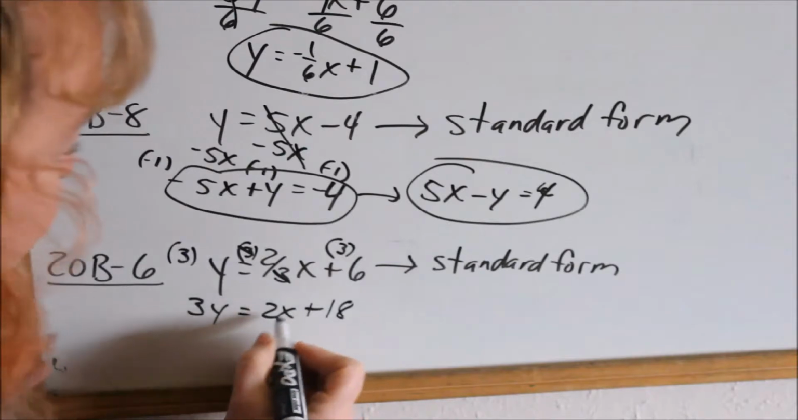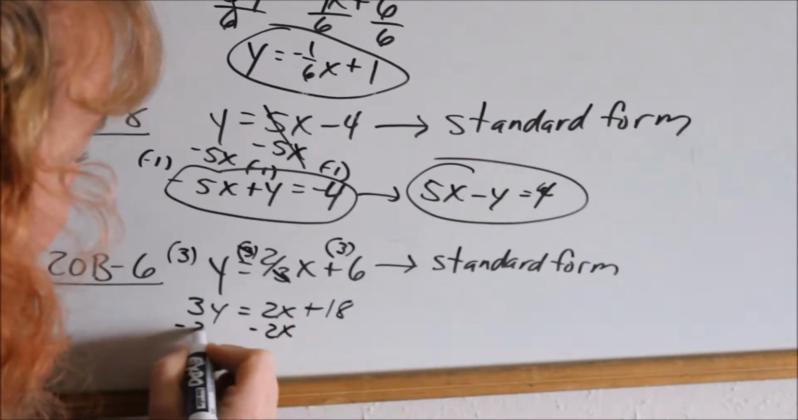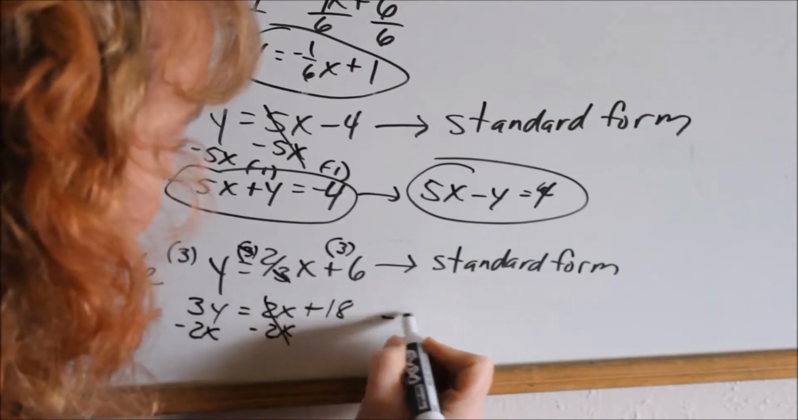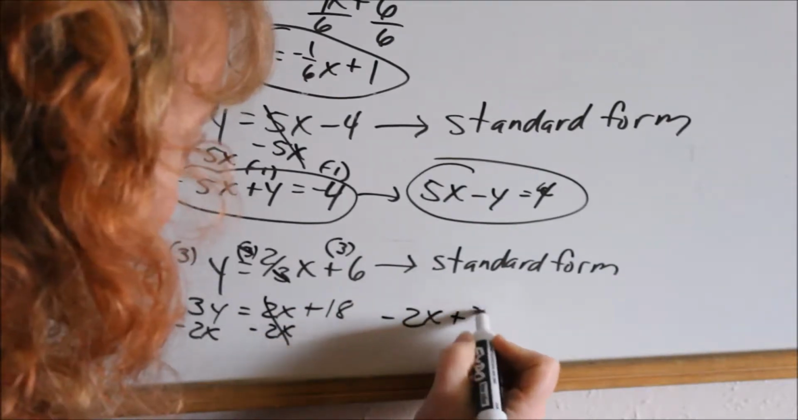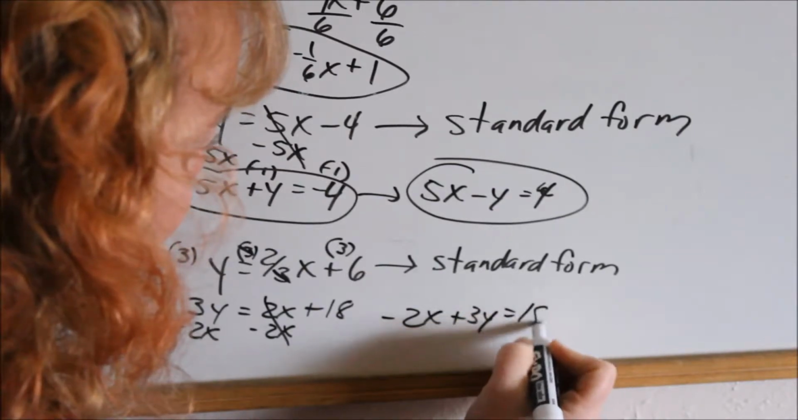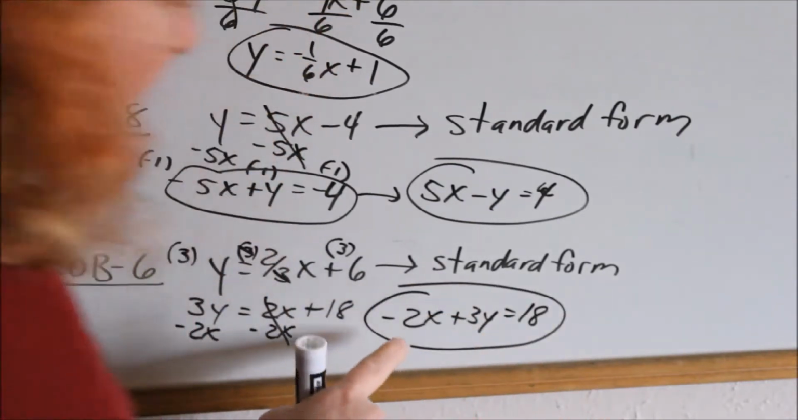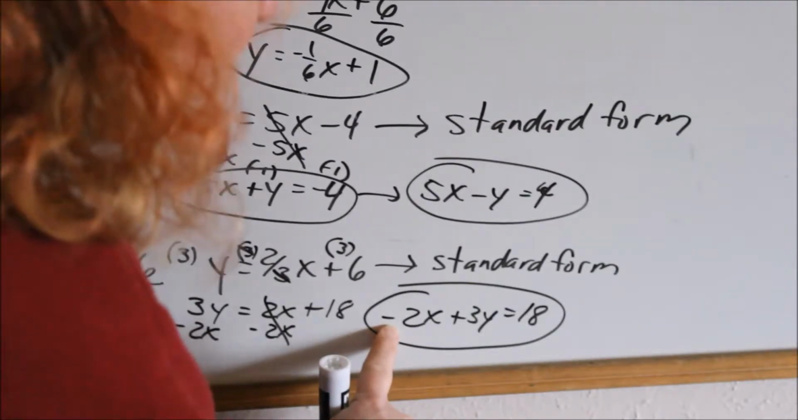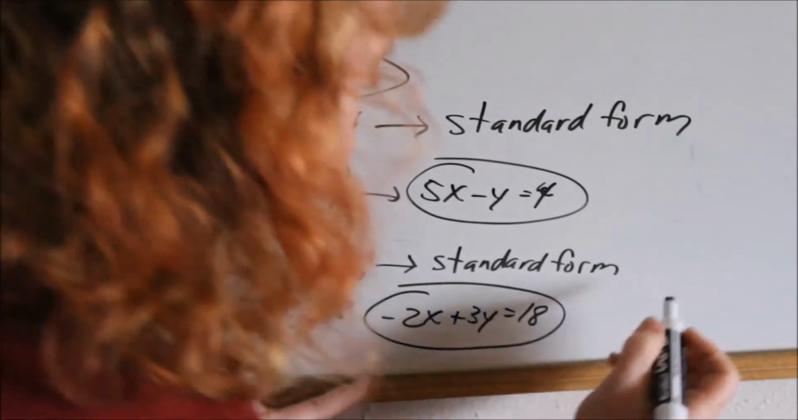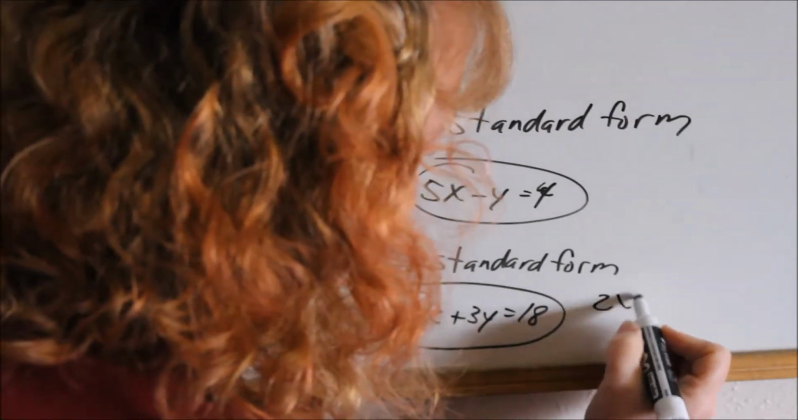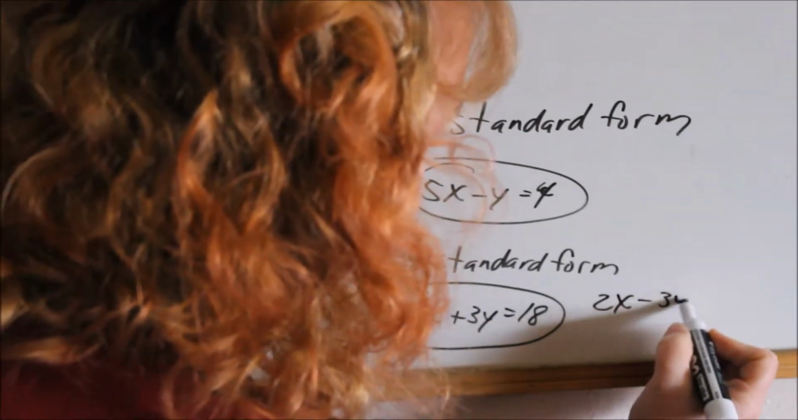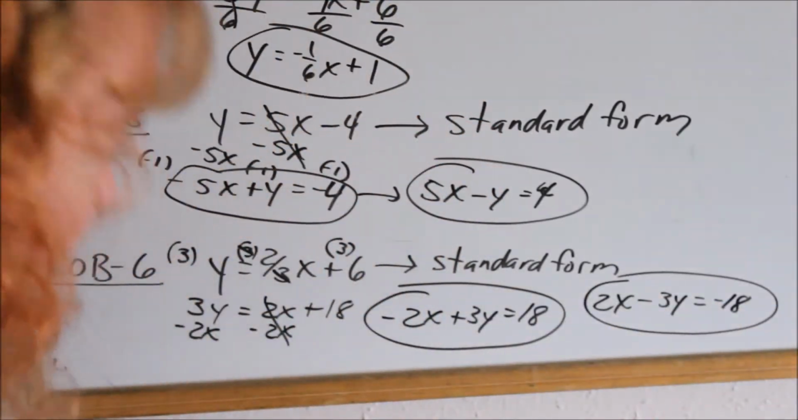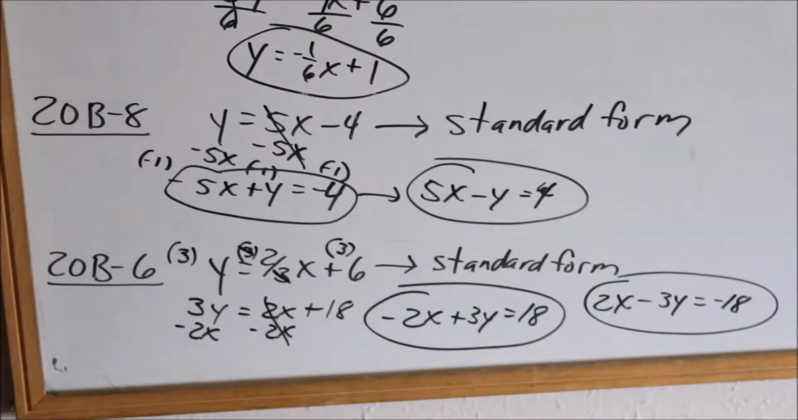Well, standard form is x's and y's on the same side, so I need to get my x's and y's on the same side. I can't combine x's and y's, so I can just write it as negative 2x plus 3y equals 18. Again, this is okay. But the book also may have it where there's not a negative in front of your x term, meaning you just multiply everything by -1, all your signs change. So it could also be this, 2x minus 3y equals -18. These both are the same equation, just all the signs have changed.